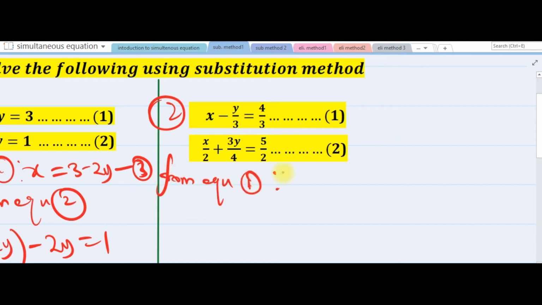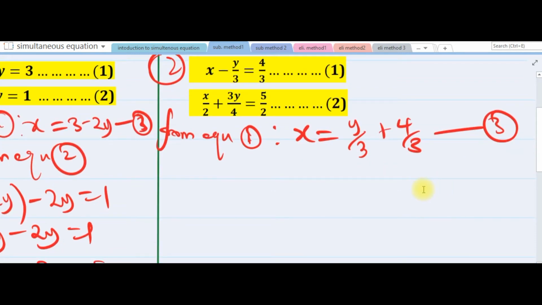So I told you to check the equation, the one that has the coefficient 1, and make it the subject of the formula. So here I have x is now equal to y over 3 plus 4 over 3. We call it equation 3. We now substitute the value in equation 2.